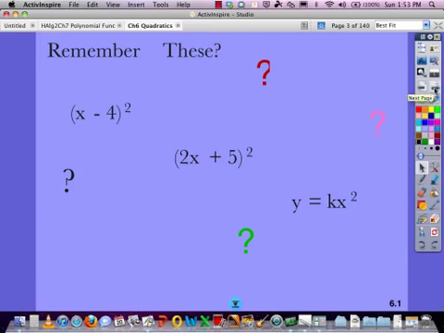I hope you're remembering these quantities that were squared. So an x minus 4 quantity squared, a 2x plus 5 quantity squared, and the other one is just y equals kx squared, which we did during the first semester. So if those are in your memory bank, great. If not, we are going to revisit them for a very short time so that you do have some recollection of them. So let's get started.